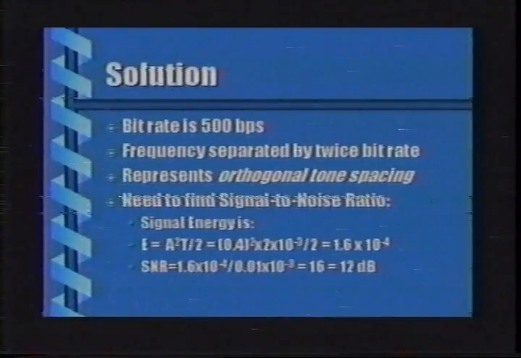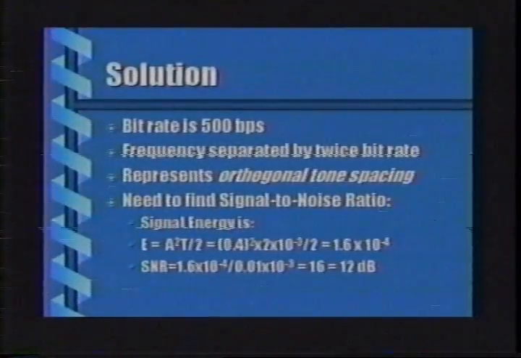Well, as we solve this, we know the bit rate is 500 bits per second. That's given in the problem. Once you're told the bit period, the bit rate is simply the reciprocal, 1 over that. Note that the frequency separation is twice the bit rate. This is important because that separation represents what's known as orthogonal tone spacing. The spacing between the two frequencies does affect the error performance, and normally we do shoot for orthogonal tone spacing.